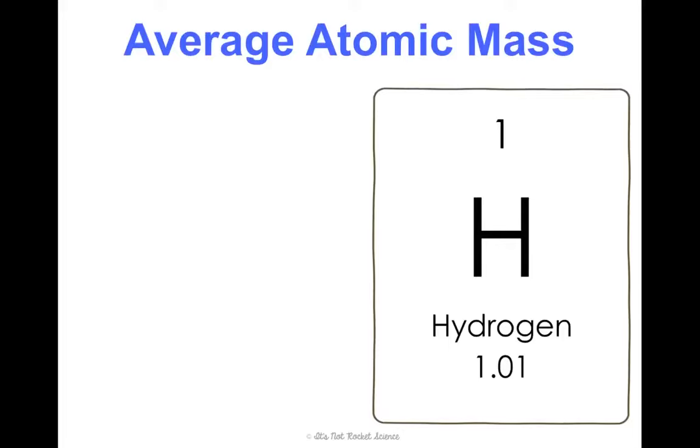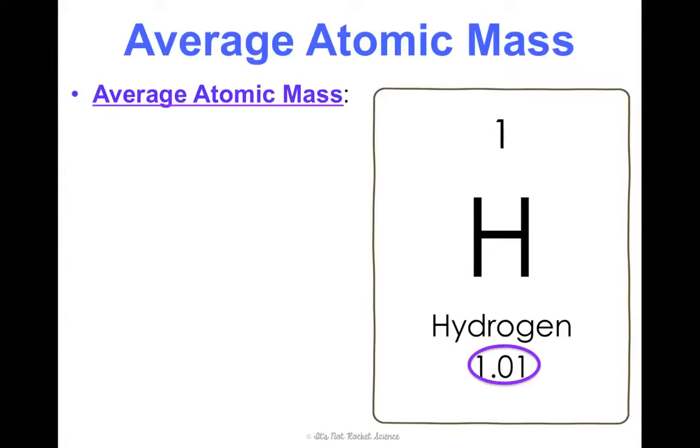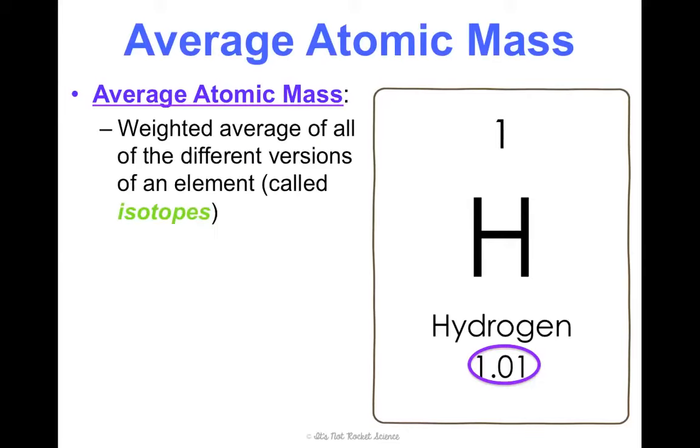All right, last thing I want to mention is the last number that you may have noticed on your periodic table, which is a decimal number. And this is the average atomic mass. And some are more specific than others. Technically, hydrogen's average atomic mass is 1.0079, but a lot of periodic tables round it to 1.01. So really, really close. But this is a weighted average of all the different versions of an element. Okay, and remember, those different versions are called isotopes.